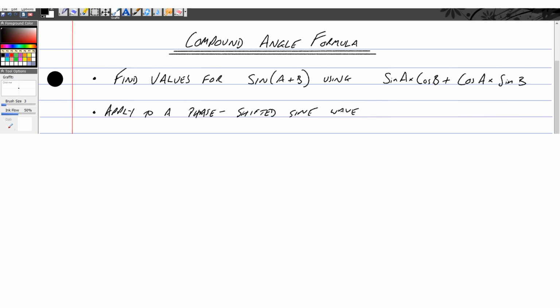So in this video we're going to look at the compound angle formula. We're going to find values for sine A plus B using the compound angle formula of sine A cos B plus cos A times sine B. We're going to apply it to a phase shifted sine wave where B is the phase shift.